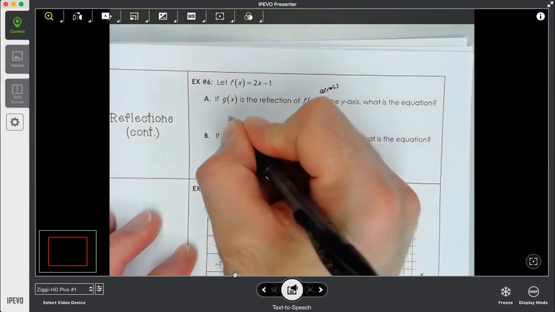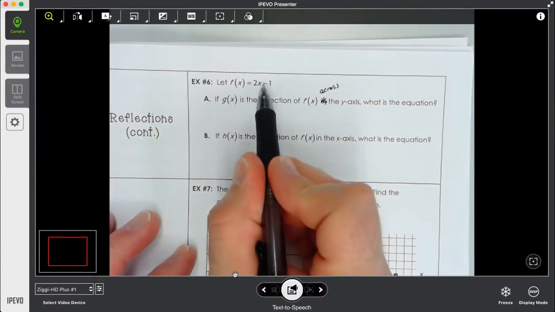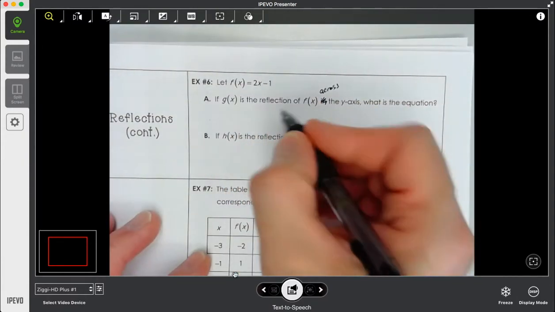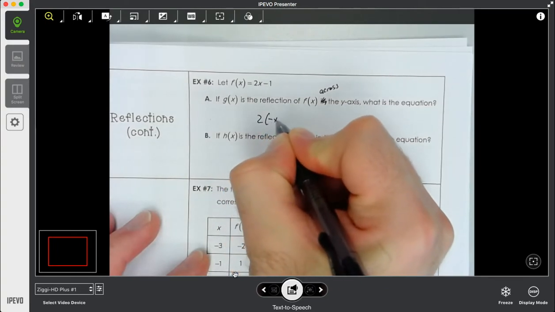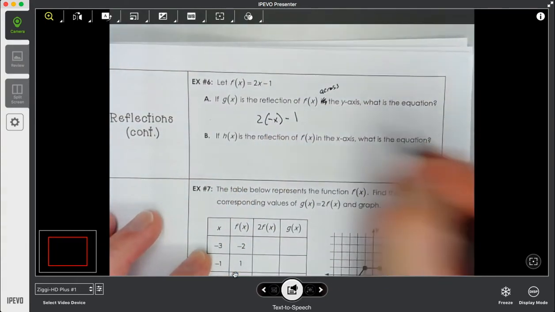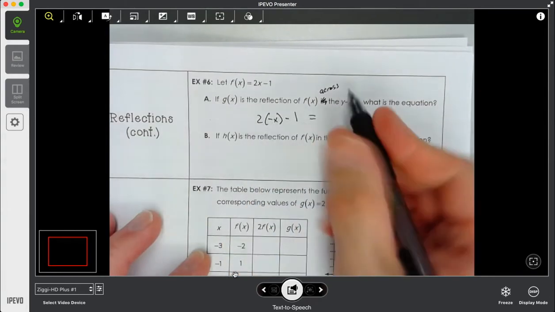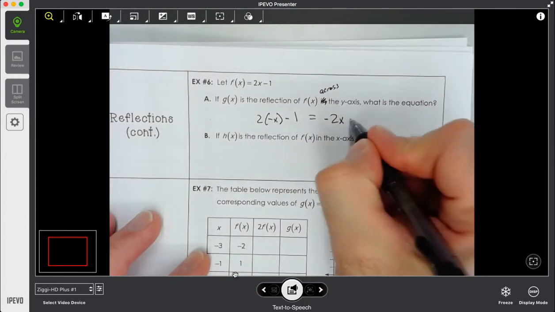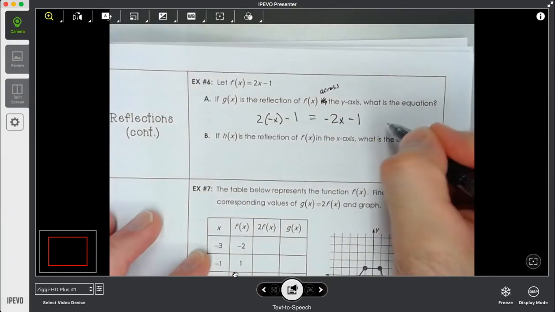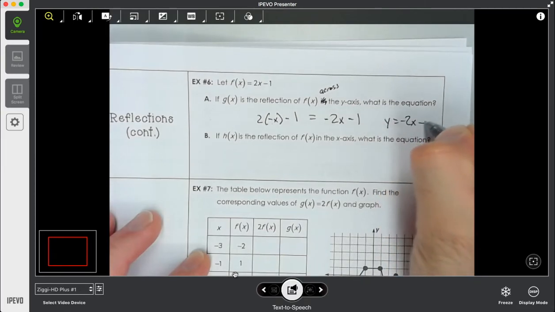So we're going to flip the x. In other words, we're going to treat this like 2 times the opposite of x, minus 1. And so 2 times negative x is negative 2x, and then we have minus 1. Our equation will be y equals negative 2x minus 1.